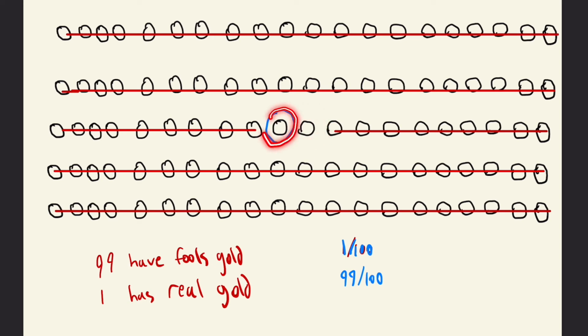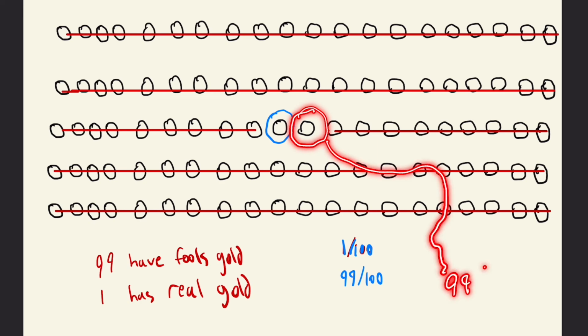So this jar that we originally picked still has a 1 in 100 chance of having gold. But now this other jar actually takes that 99 out of 100 odds into itself. So this jar has a 99 out of 100 chance that it has gold in it. So in this case, we've eliminated 98 jars and we're left with 2 jars. And by an overwhelming amount, we would want to switch to the other jar if given the opportunity, because the odds of the other jar having the gold in it is 99 out of 100.